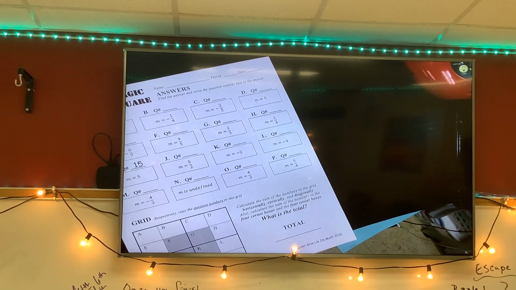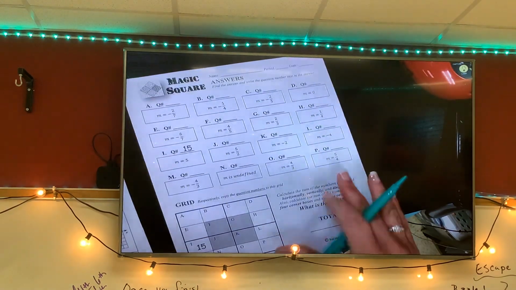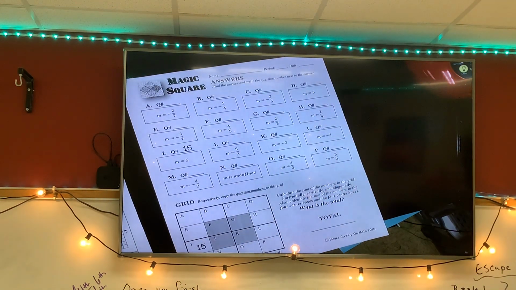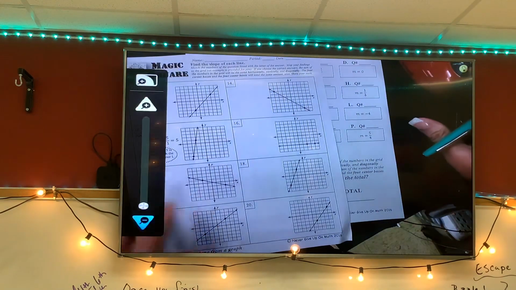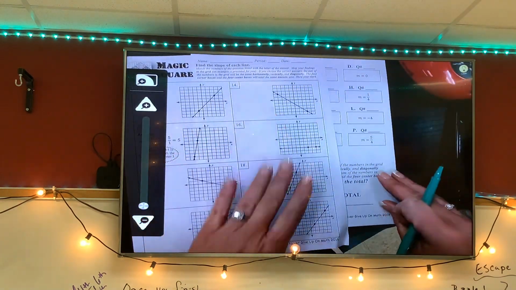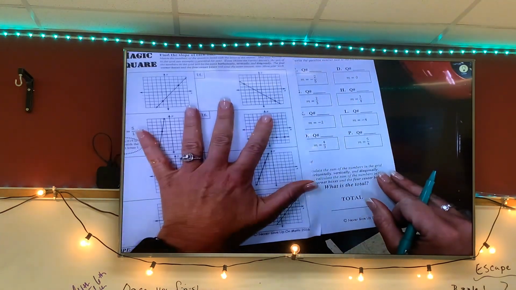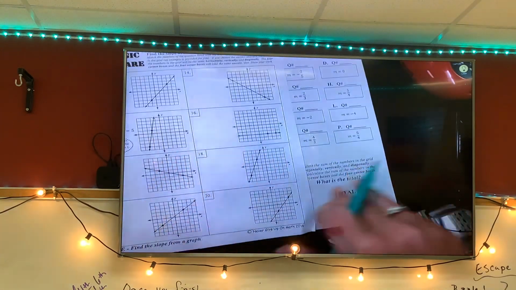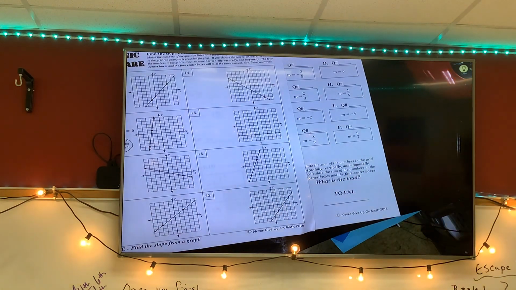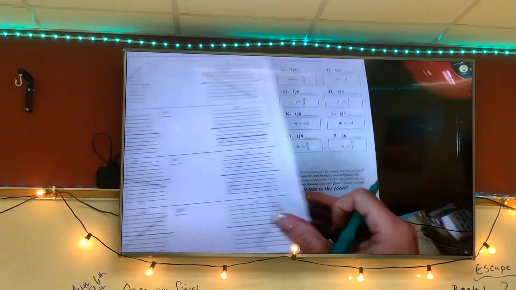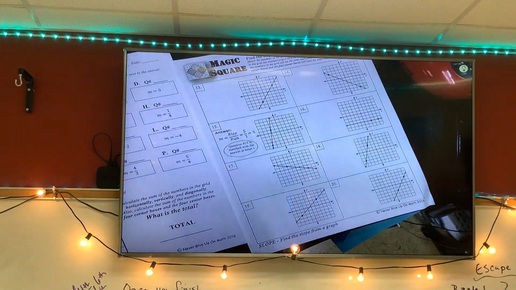Okay, if you're doing enrichment today, I'm going to explain how to do this. You're going to do magic square if you finished your escape room yesterday. So you're going to get both of these papers. This is the one you will actually show your rise and run on. So we have to see your triangles, or you can write your ordered pairs into a table. Totally your choice. Okay, so I will actually show you both.